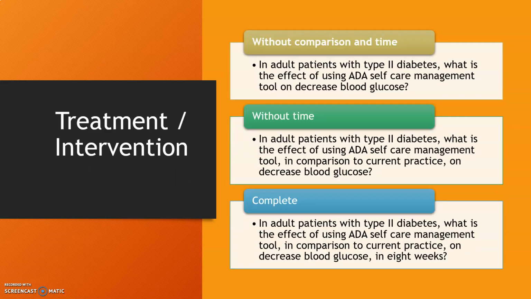So the first bullet is one without the comparison and the time. And again, please refer to your rubric, because if you're in a DNP program, most often than not, they're going to want you to have a comparison and a time. And most of the time, they do have an example of what your PICOT question should look like. So let's look at this example.